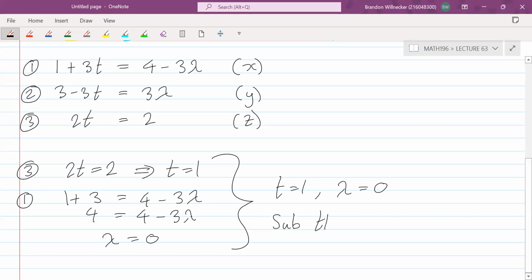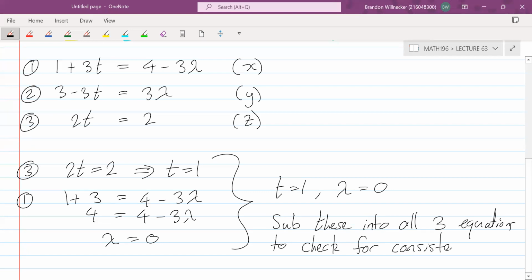So sub these into all 3 equations to check for consistency. Okay, so remember from our work on systems of equations, we want things to be consistent. But in this case, you can check it is consistent. So we've got t equals 1, lambda equals 0.